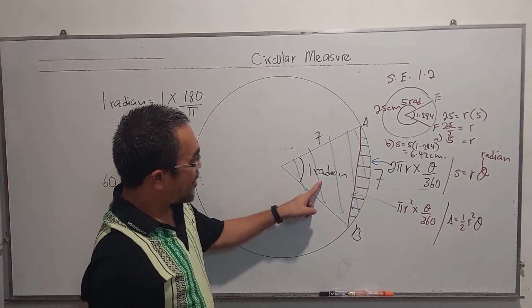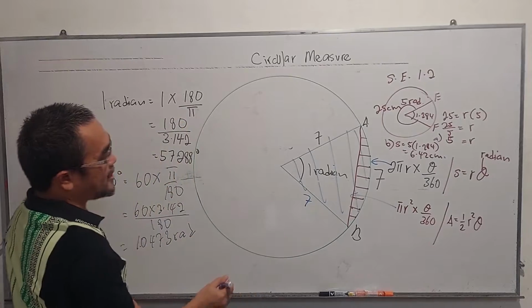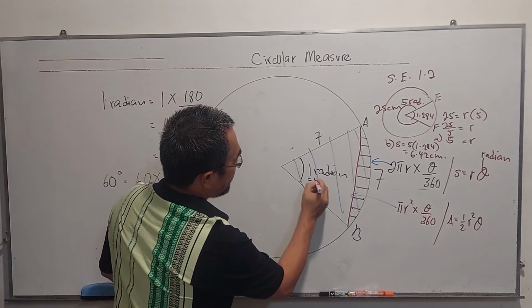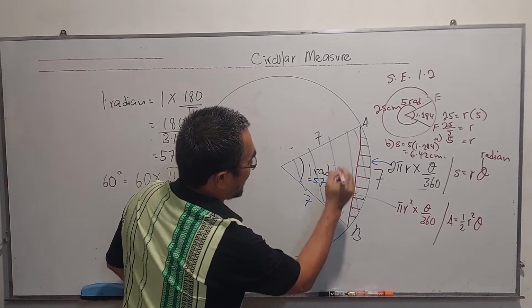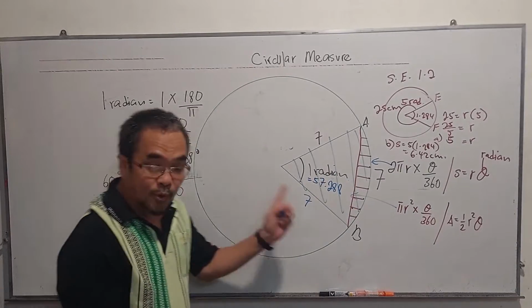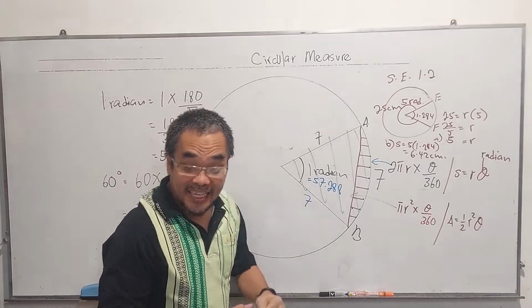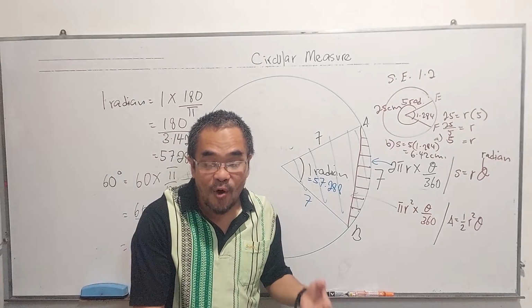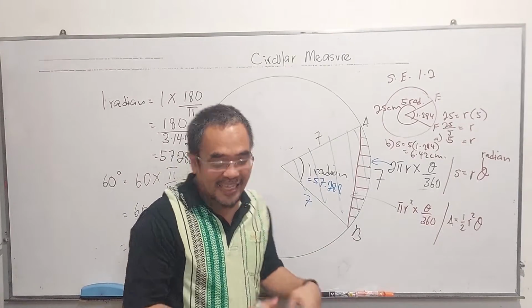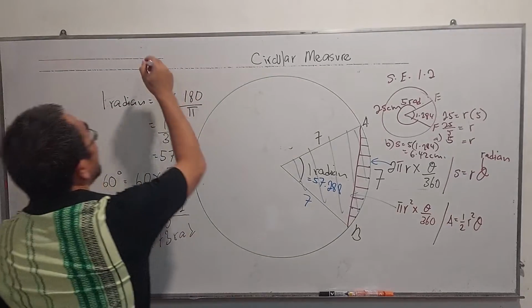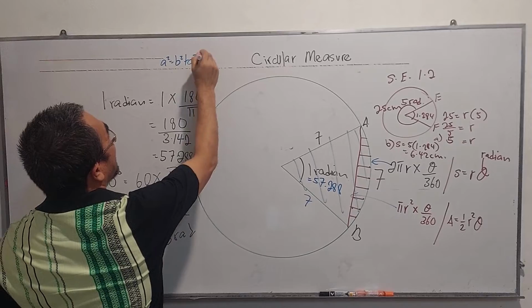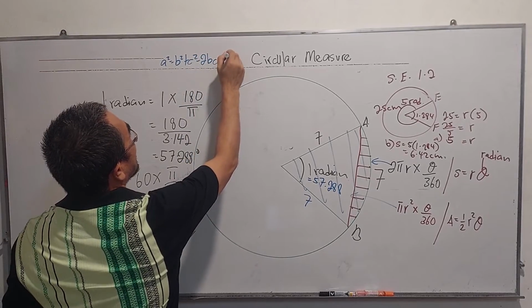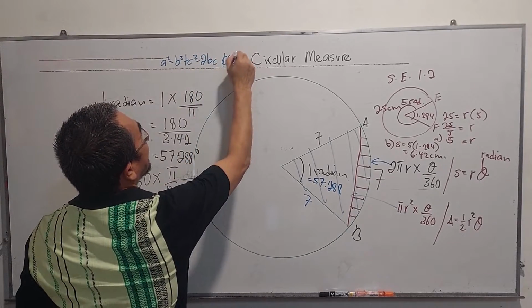7 here and 1 radian here. 1 radian is 57.288 degrees. How to find the straight line here? It is related to the formula of triangle. That is, what is the formula? A squared equals B squared plus C squared minus 2BC cos A.